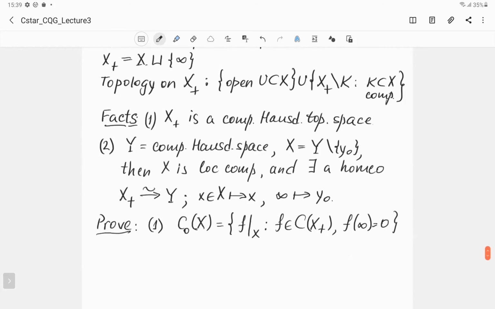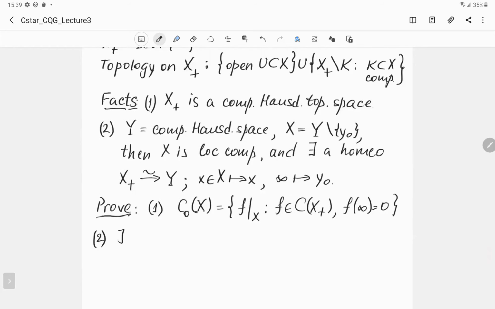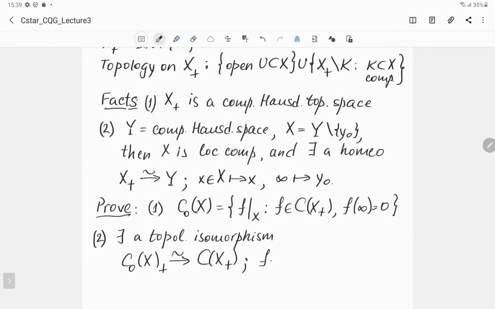And second, there is a topological algebra isomorphism between the unitization of C0(X) and the algebra of continuous functions on X plus. And this isomorphism takes each element in the unitization, which looks as follows, where f is a continuous function, to essentially f plus lambda, where in the right-hand side, we extend f in such a way that it vanishes at infinity.